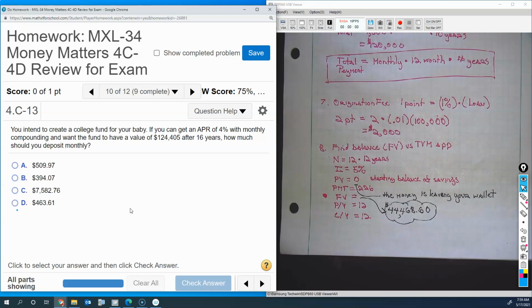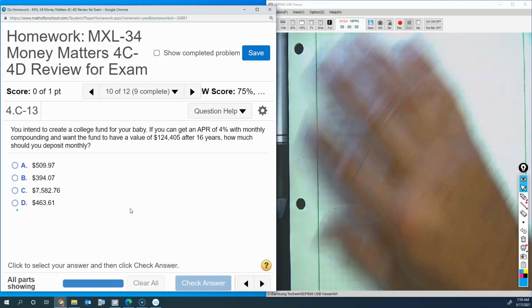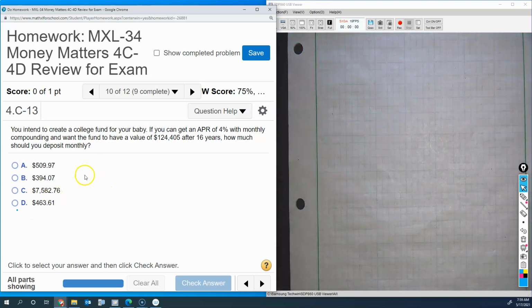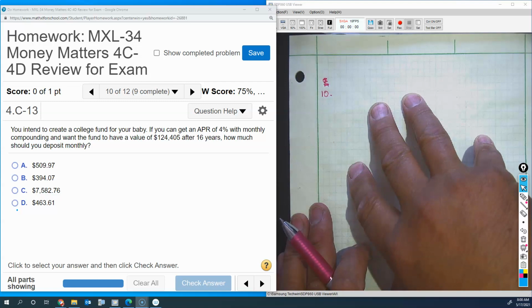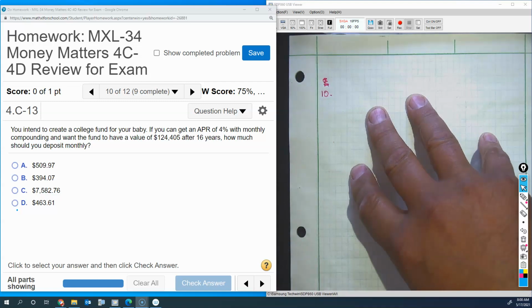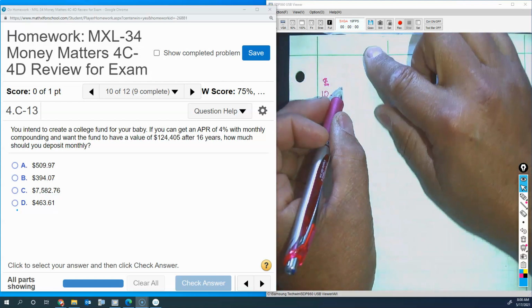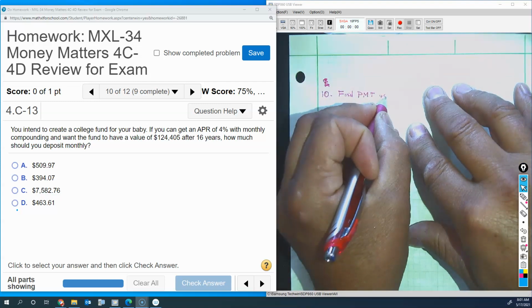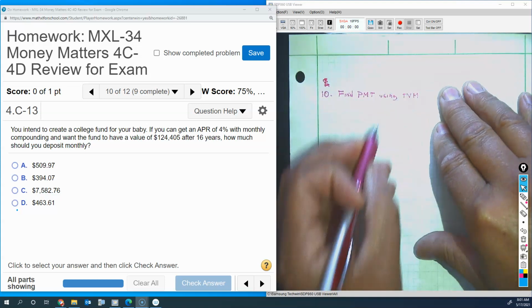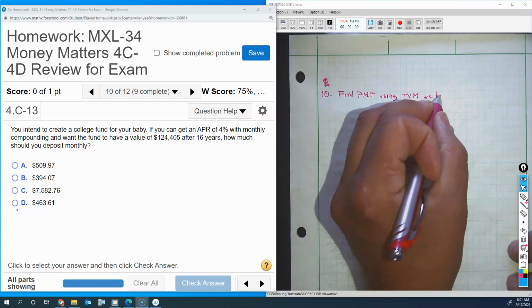The next question's asking you the same thing, just different context. So we want to have a value of 24. This one is how much should we put in a month? So this is find payment using TVM. In this case, we know the future value.